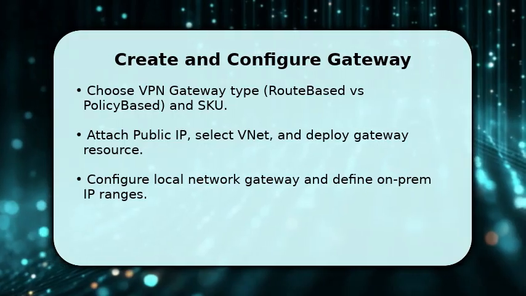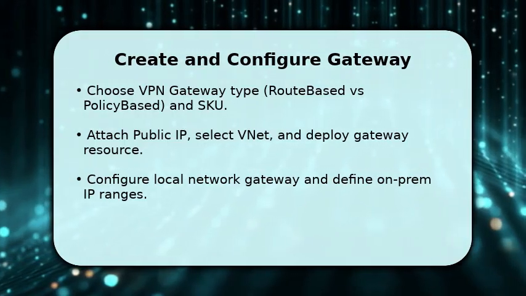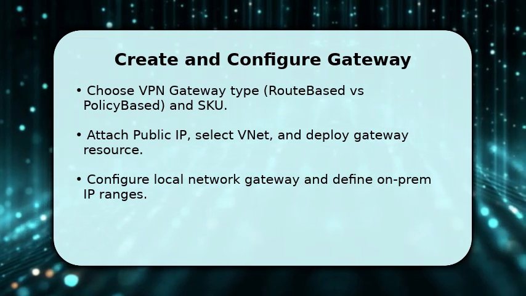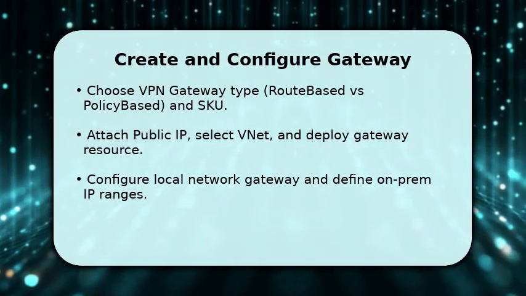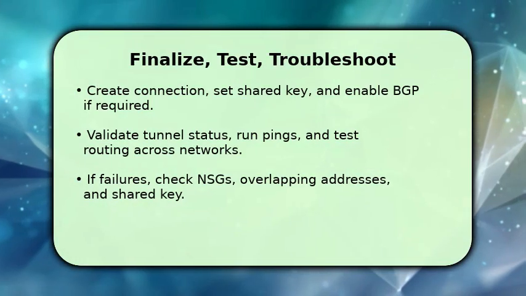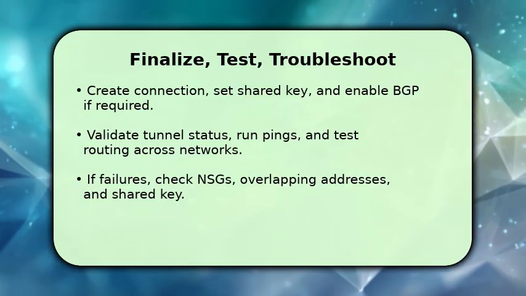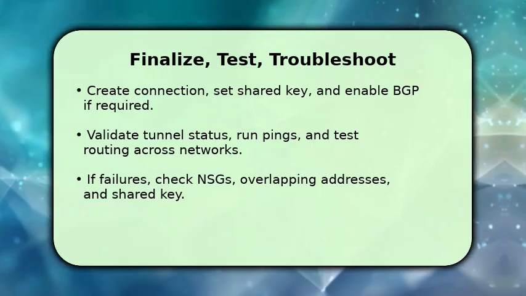After deployment, create a local network gateway that defines your on-premises public IP and address prefixes. Make sure BGP settings are configured if you plan dynamic routing, and that shared keys match. Finish by creating the connection resource between your Azure VPN Gateway and the local network gateway, specify IPsec/IKE parameters, and set the shared key. If using BGP, enable and verify ASN values.